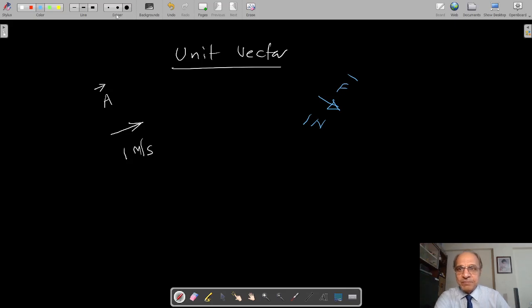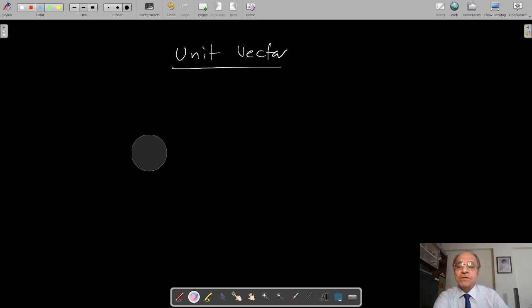Then what is the use of a unit vector? Let me first explain how to denote a unit vector. A unit vector is denoted by a cap on the letter. So A cap means A is a unit vector. If we have F cap, that means F is a unit vector. If I write P with a cap, then P is a unit vector. That means this vector has a unit magnitude, one magnitude. Now, what is the use of a unit vector?